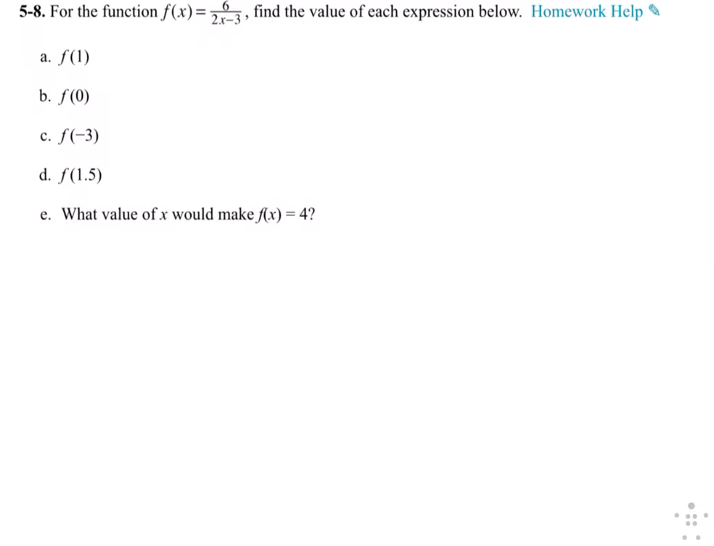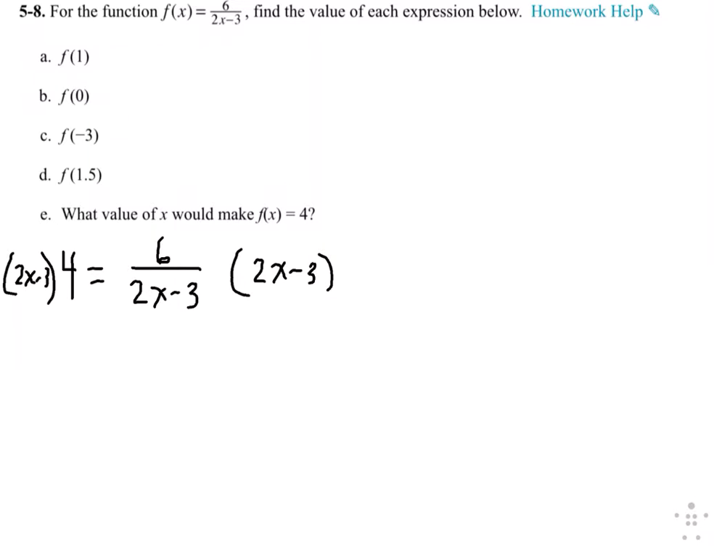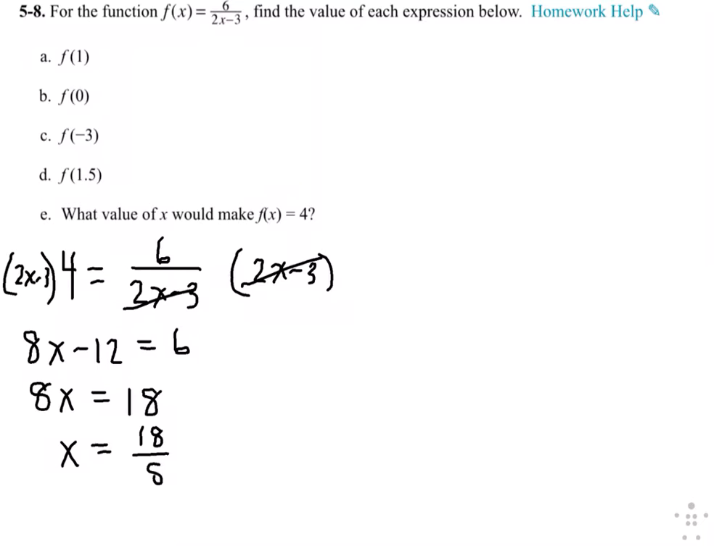What value of x would make f of x 4? So what we're saying is, when would 6 over 2x minus 3 equal 4? I'm going to multiply both sides by 2x minus 3 to kind of get that out of the denominator. So 4 times 2x minus 3, 4 times 2x is 8x, 4 times negative 3 is negative 12, equals, these cancel, 6. So I have 8x equals, add 12 to both sides, 18, and x equals 18/8.